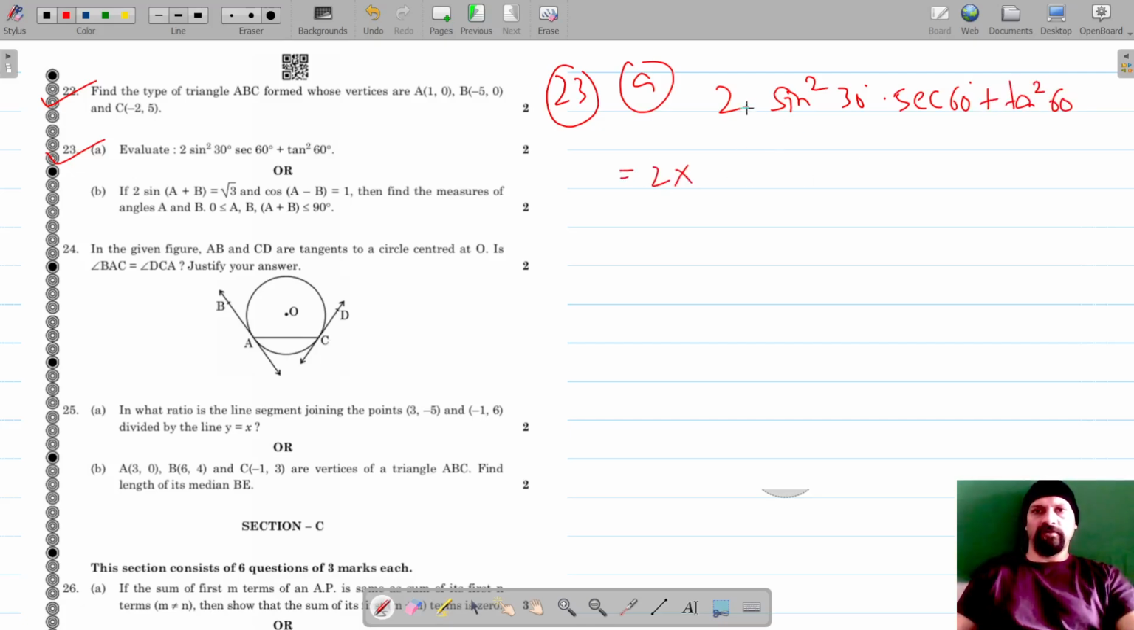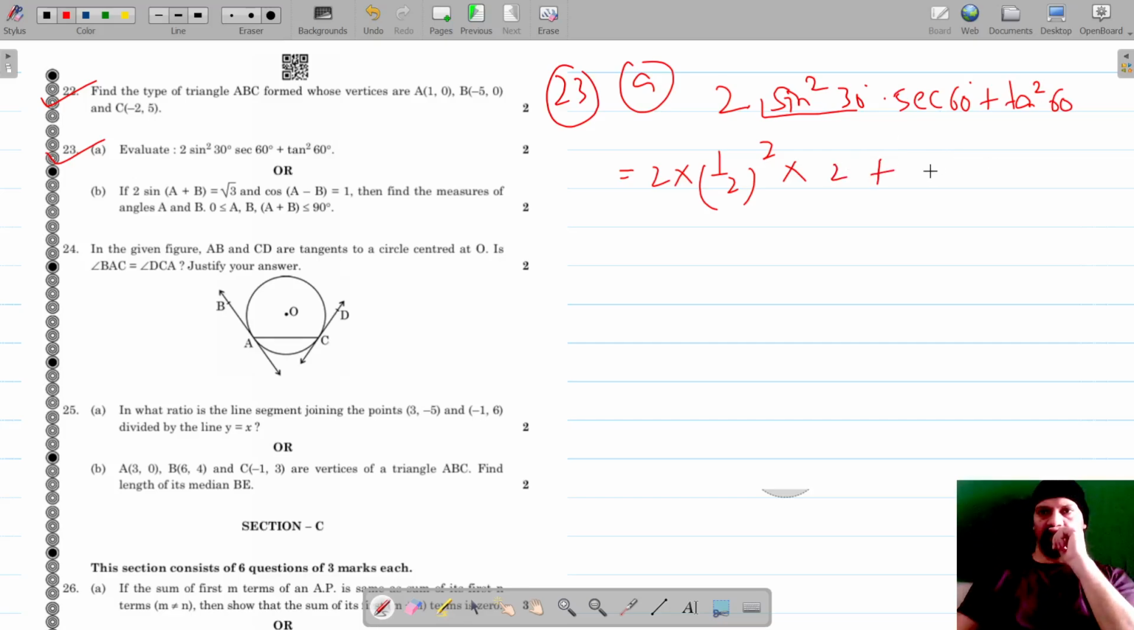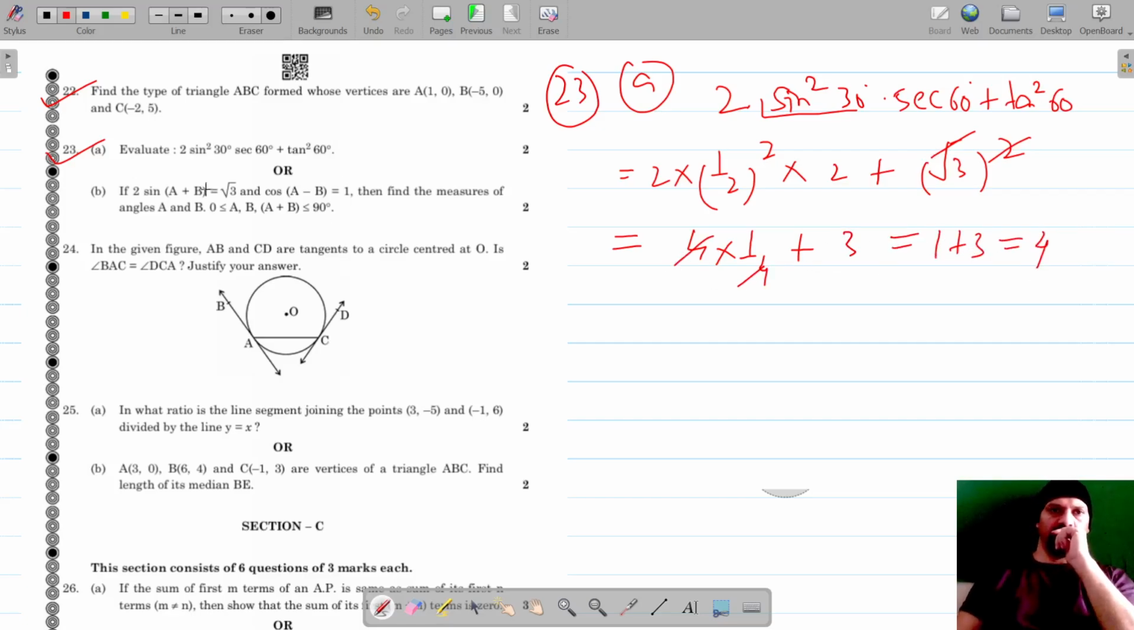Now let's put in the value of sine 30. Sine 30 is half, so this is half square into secant 60. Cos 60 is half, so secant 60 is 2. Tan 60 is root 3, so it's squared. So this is now 4 into 1 by 4. Root 3 square is 3. So this is equal to 1 plus 3, which is equal to 4.